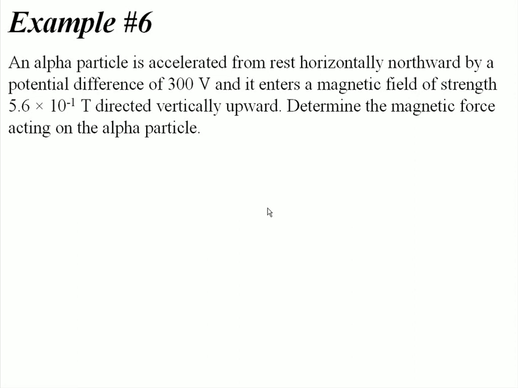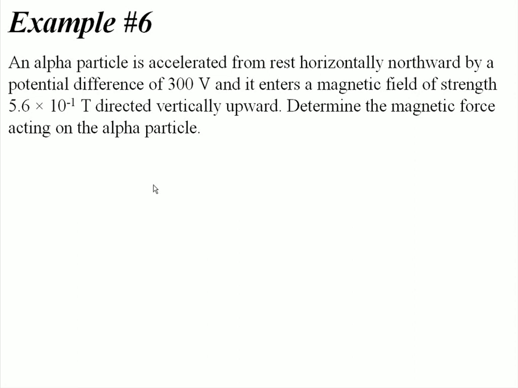Here we have an alpha particle accelerated from rest horizontally northward by a potential difference of 300 volts, enters a magnetic field of 5.6 times 10 to the negative 1 Tesla vertically upward. Determine the magnetic force acting on the particle.